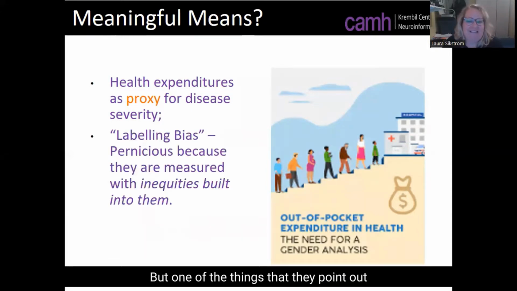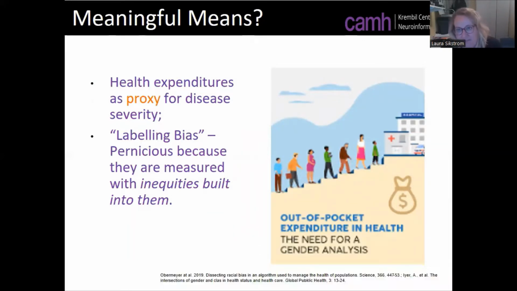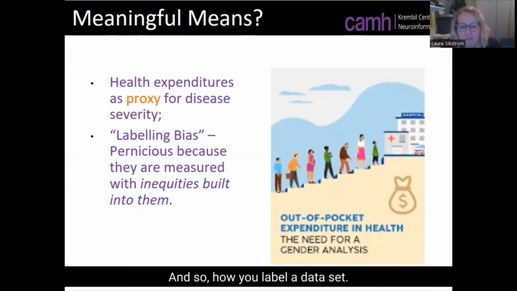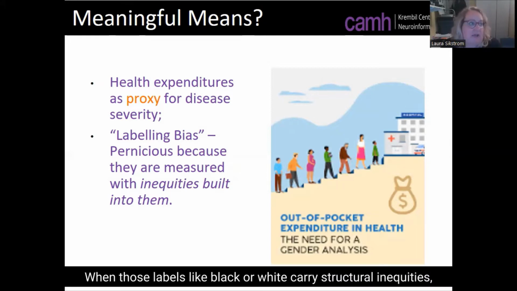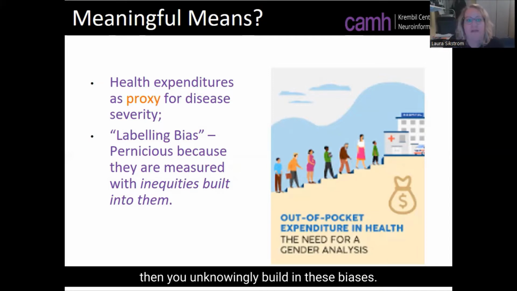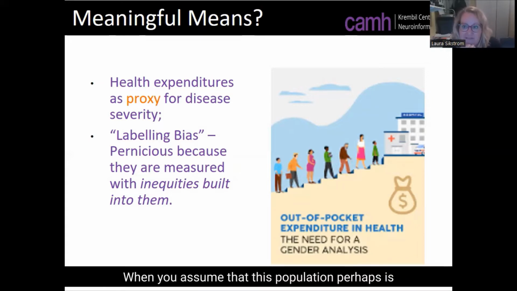But one of the things they point out is that this is called labeling bias, and it's pernicious because the labels are measured with inequities built into them. And so how you label a data set, when those labels like Black or white carry structural inequities, then you unknowingly build in these biases. When you assume that this population perhaps is stable or has intrinsic characteristics that aren't related to the social world, you create problems.